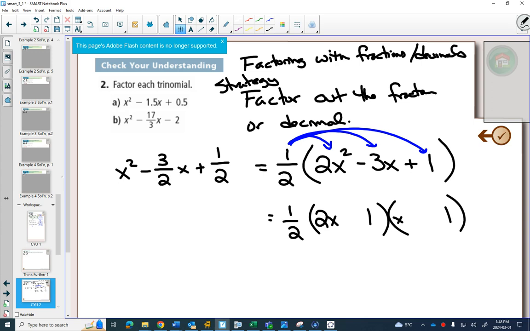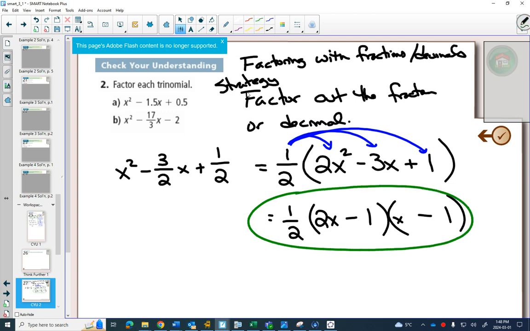The last thing we have to decide, are the signs going to be positive or negative? Well, we need our outside and our inside to make negative 3. So I'm going to have negative 2 minus 1. It's going to give me negative 3. Quickly multiply this out in my head to check. It works. And this is factored completely.